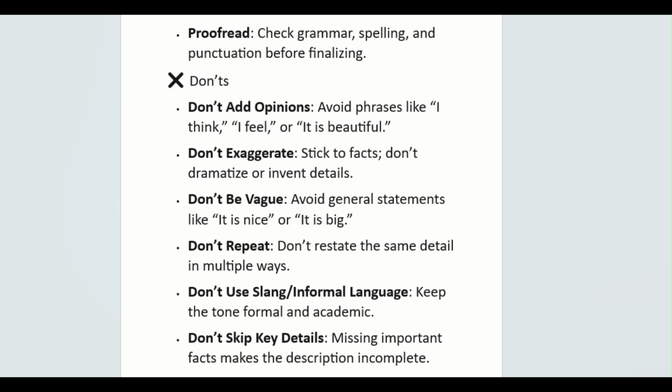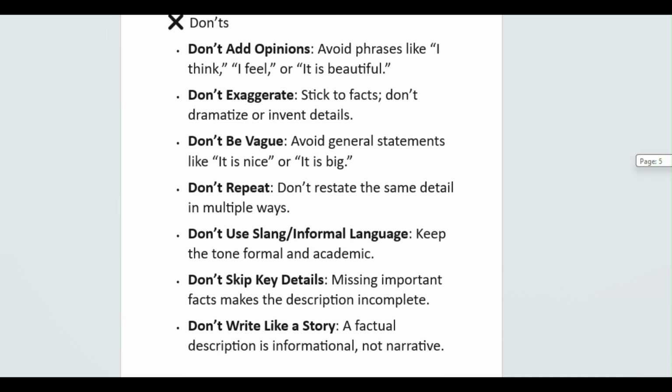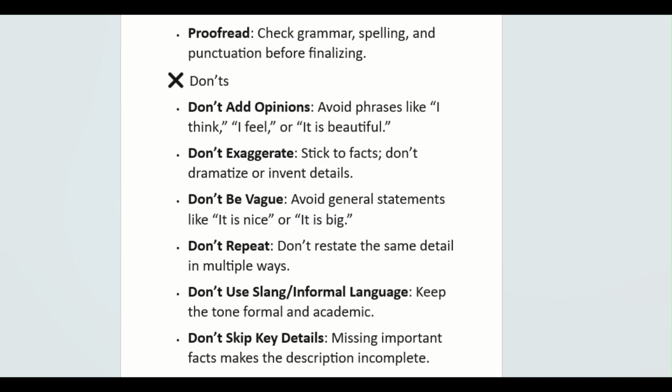Now don't repeat. Don't restate the same detail in multiple ways, as I mentioned earlier. Don't try to elaborate things again and again by remolding the words and sentences. That would make your paragraph look even worse. It could have been better, but using the same detailing again in multiple ways makes the paragraph less scoring. So please avoid that.